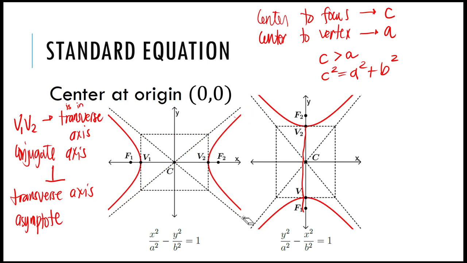Yung asymptote actually is the diagonal of yung tinatawag nating auxiliary rectangle. As you can see dito, meron tayong parang dotted, meron tayong imaginary rectangle sa gitna. Ito yung tinatawag nating auxiliary rectangle.